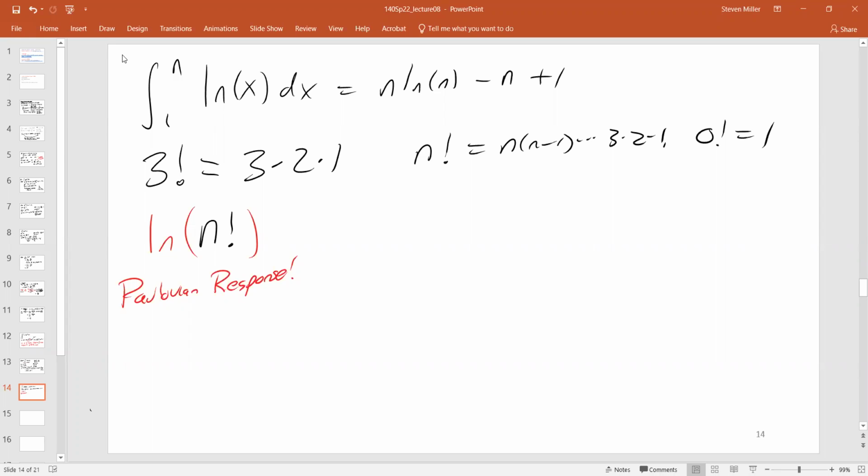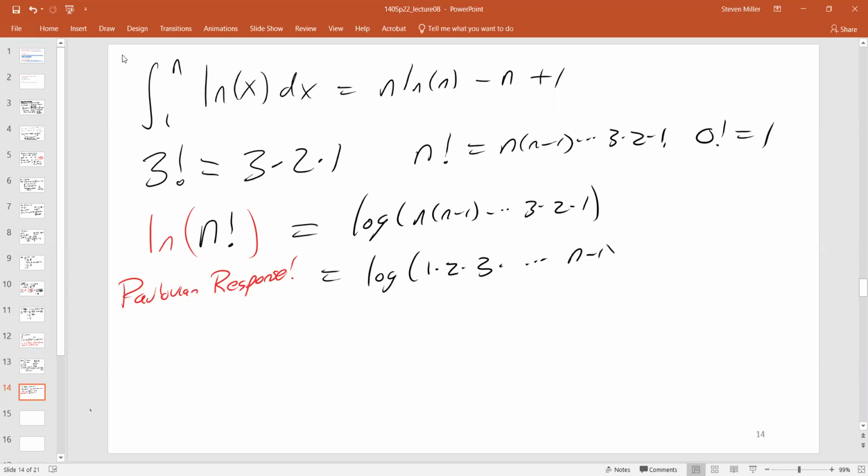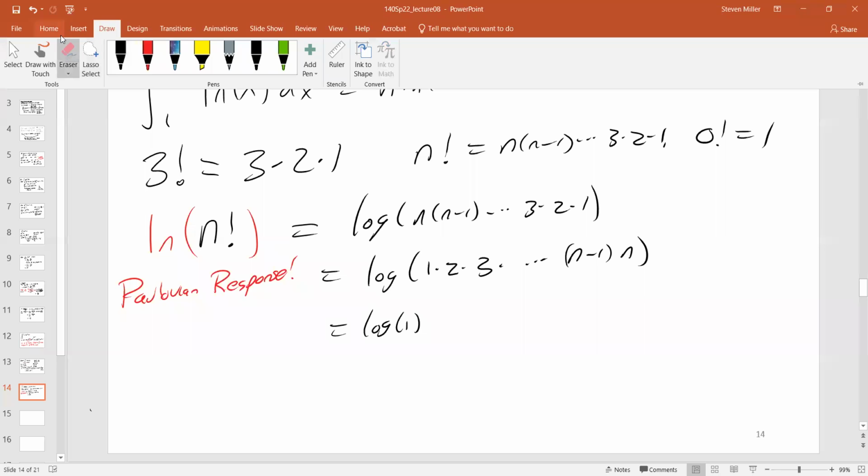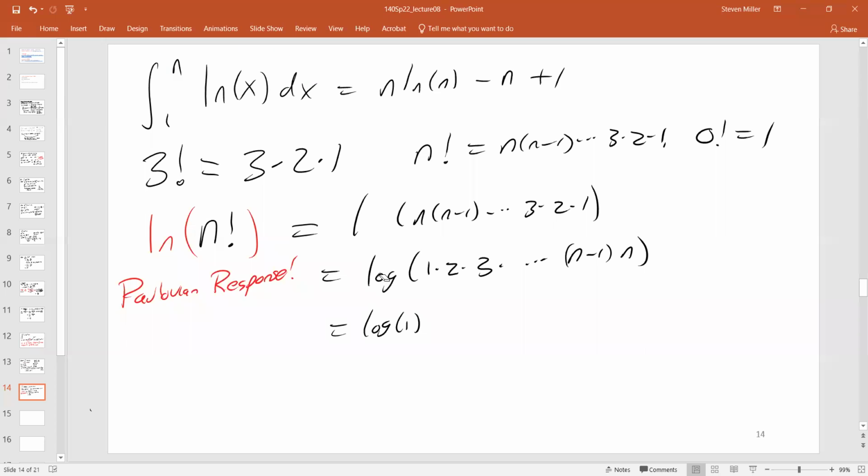So you should have a Pavlovian response. Whenever you see a product, think logarithm. It might make the relationship a lot easier. Well, the log of n factorial is the log of n times n minus 1 down to 3 times 2 times 1. Or if I write it the other way, 1 times 2 times 3 up to n minus 1 times n is the log of 1. Sorry, I'm trying to use natural log. Trying to use the one.